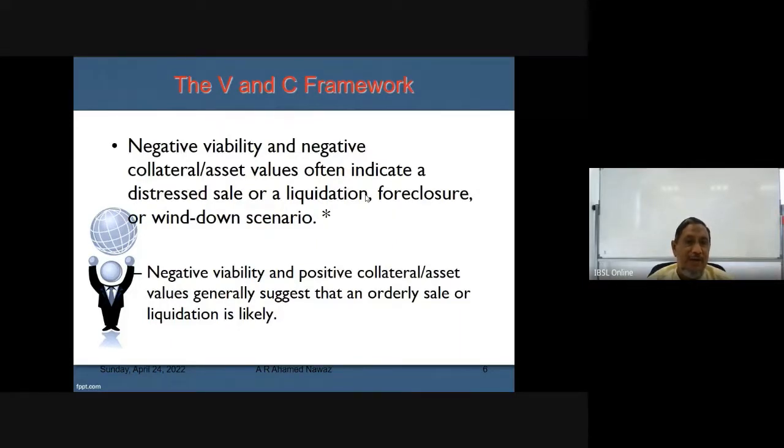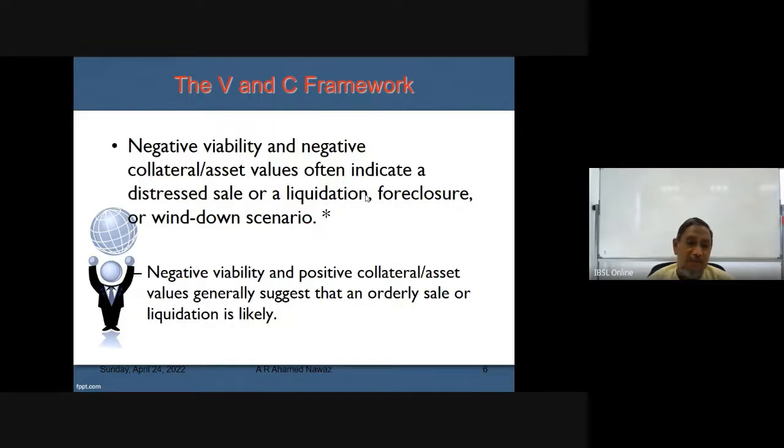Negative viability and negative collateral asset values often indicate a distress sale or liquidation, a foreclosure or wind-up scenario. That means the business cannot be continued because there is no market, and the collaterals are not available. The option available is foreclosure or liquidation, basically going for legal action.